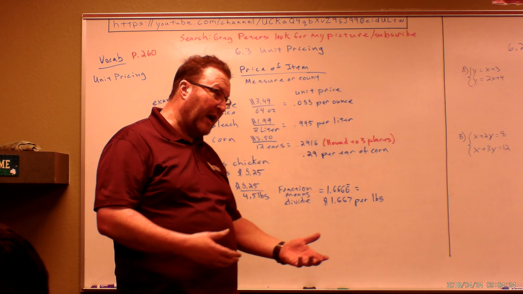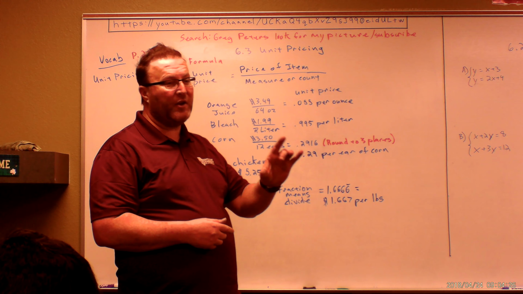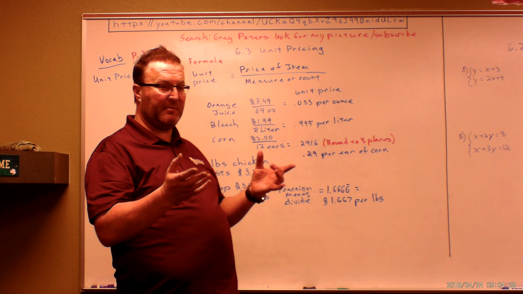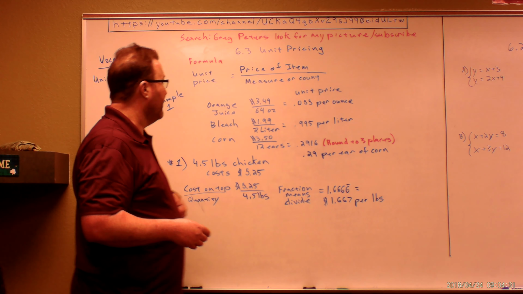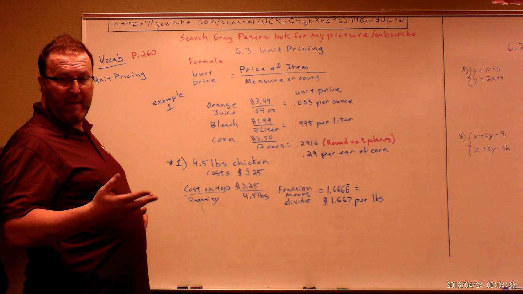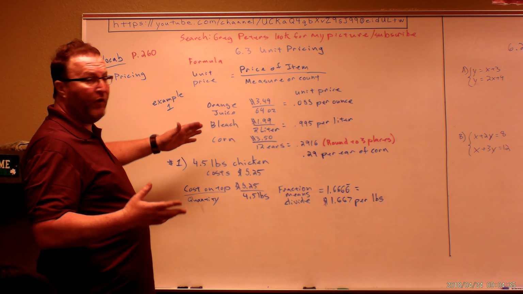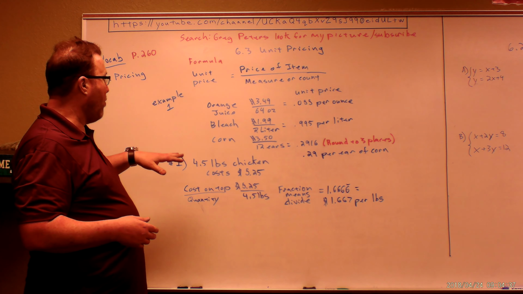Now, cookies, technically you could do it by cookies, but you want to do it by ounce, because do cookies all come in the same size? No, they come in different sizes. So that's why unit prices matter, okay? So we have three different things, totally opposite of one another.